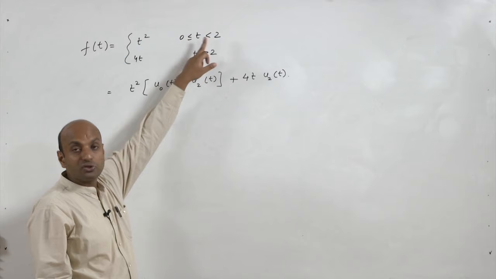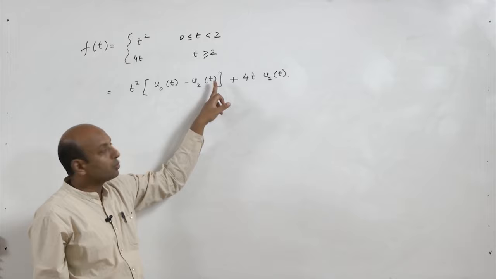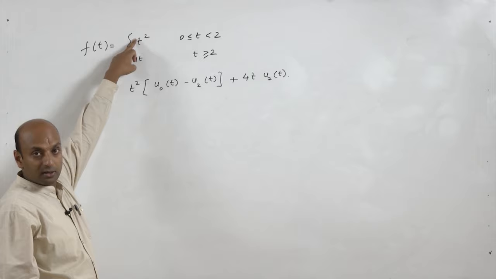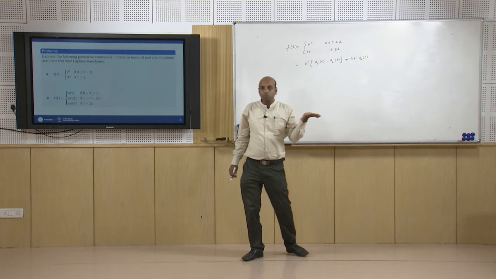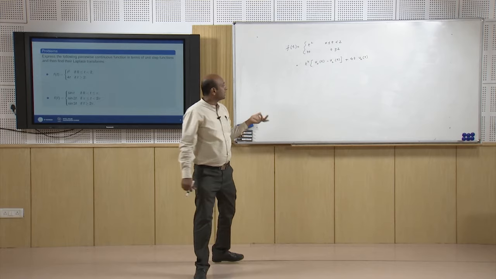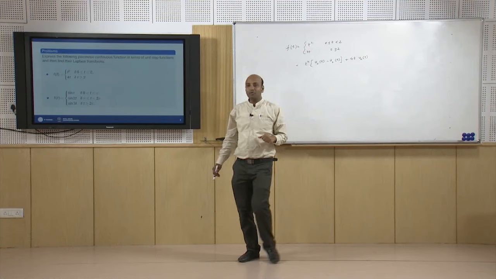Because when t lies between 0 and 2, t is less than 2, and when t is less than 2, u2(t) is 0. So it is 0, it is 0, it is 1 because t is more than 1. So it is nothing but t square. Now when t is greater than or equal to 2, it is more than 0 also. So it is 1, it is 1, it is 1. 1, 1 cancel out, so it is nothing but 4t. So that is how we can express this function in terms of the unit step function.